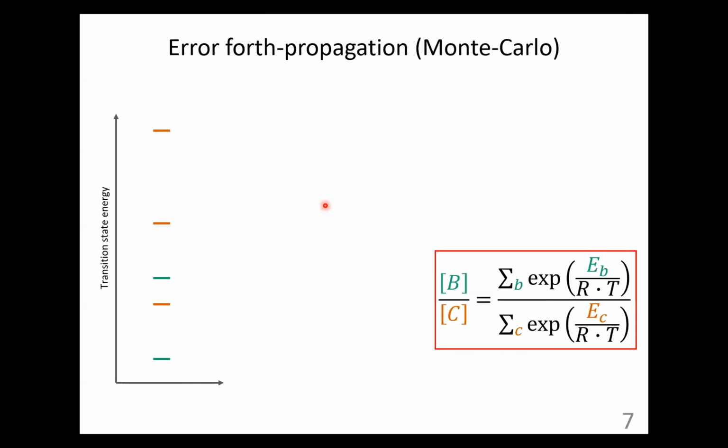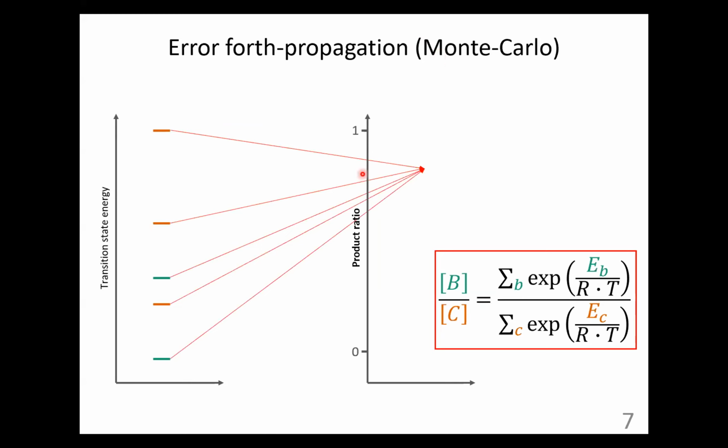So how can we use errors in energies to assess our errors in predictions? Let's visualize how it can work using Monte Carlo error propagation. First of all, this formula produces one value, one product ratio, based on all the transition state energies we have already found. So all these, for example 5, transition state energies produce one product ratio, here.